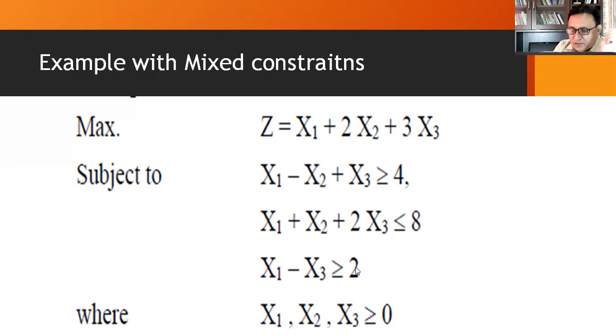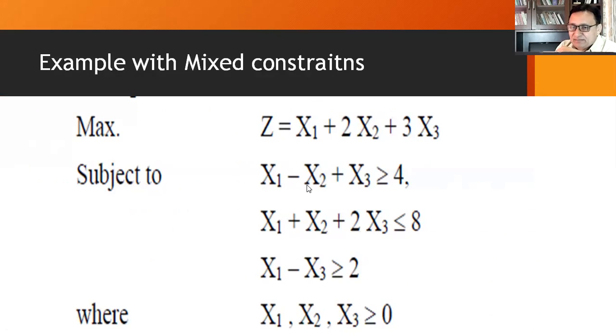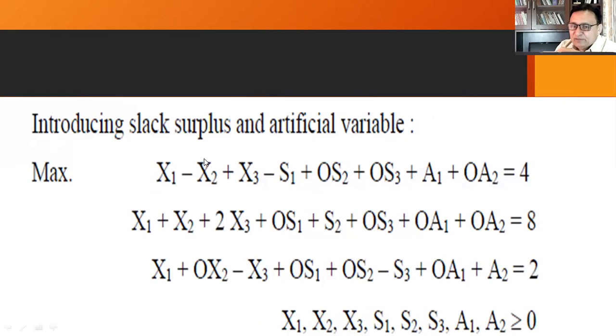So let us look at this. This will become our constraints. The first constraint, which was earlier x1 minus x2 plus x3 greater than or equal to 4, now has the surplus variable and the artificial variable: x1 minus x2 plus x3 minus s1. That is introduced as a surplus variable. Because s2 and s3 are introduced in the second and third constraints, here we have not introduced them.